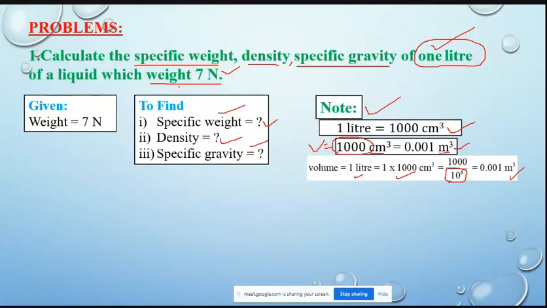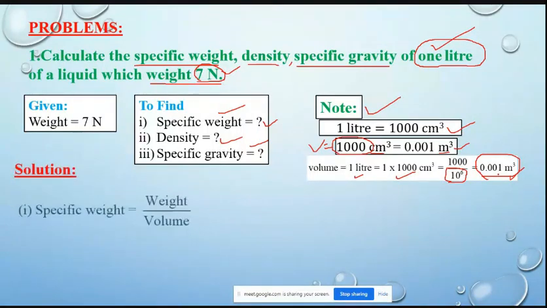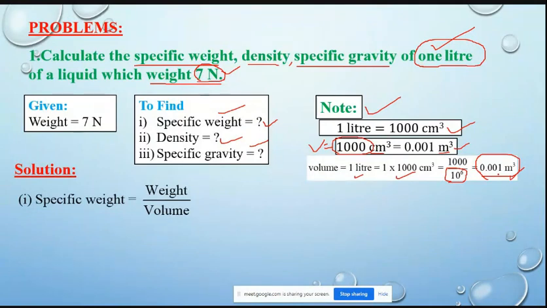So we are having the value of weight, that is 7 Newton, and the volume is also available. It is 0.001 meter cube. So you can use that formula. So specific weight is equal to weight by volume. So if you substitute the value, you will get an answer in Newton per meter cube, because the unit for weight is Newton. Similarly, we have converted the liter into meter cube. So the final unit for specific weight is Newton per meter cube. So 7 into 1000 is equal to 7000. So the answer is 7000 for specific weight.